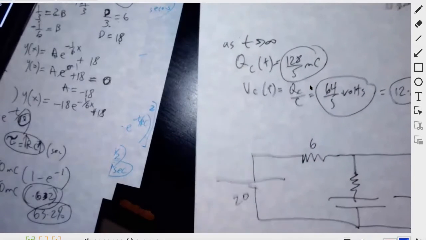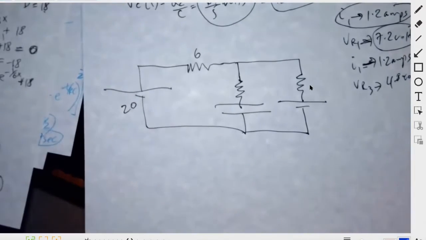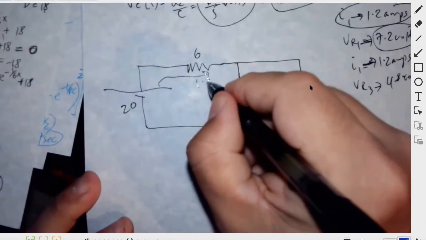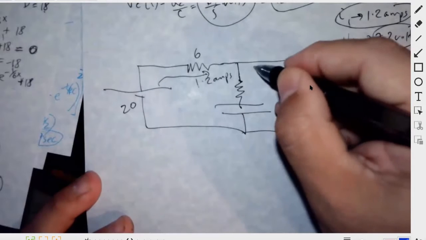So on the test, when you get this, hint, hint, right? That's one thing to check: check to see if your answer makes sense at the two end extremes, at infinity and at the initial time. And then if that makes sense, then you can answer any other question. So at infinity, the current here is 1.2 amps, no current here, and then this is also 1.2.